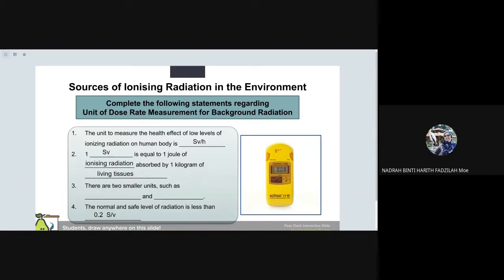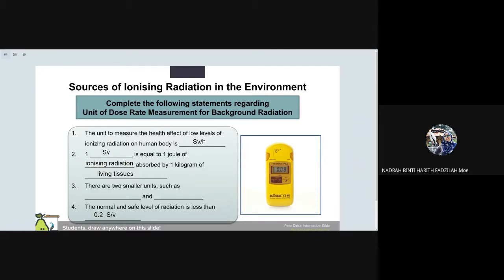Tapi bila kita measure exposure to background radiation, kita akan measure ikut within a duration of a period of time. So sebab itulah dia ada per hour. Tapi dia punya unit ialah Sv saja. Dia punya kadar baru kita sebut Sv per hour. Kalau dia kata the rate to measure the health effect of low level blah blah blah, baru kita tulis Sv per hour. Kalau dia kata unit to measure saja, kita tulis sievert sajalah.